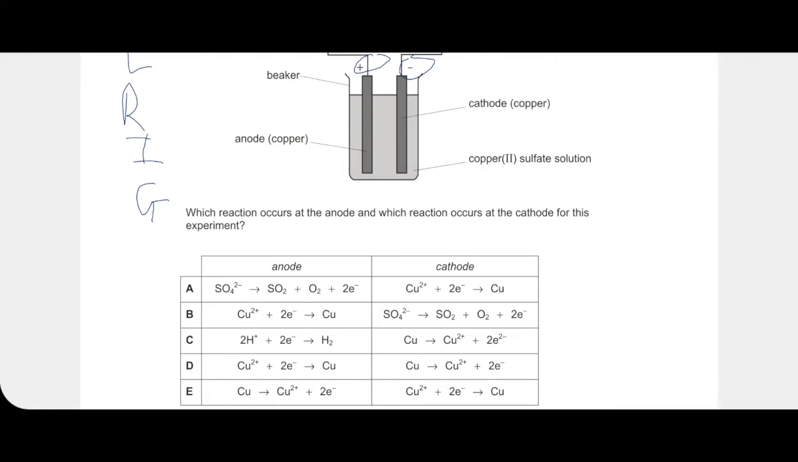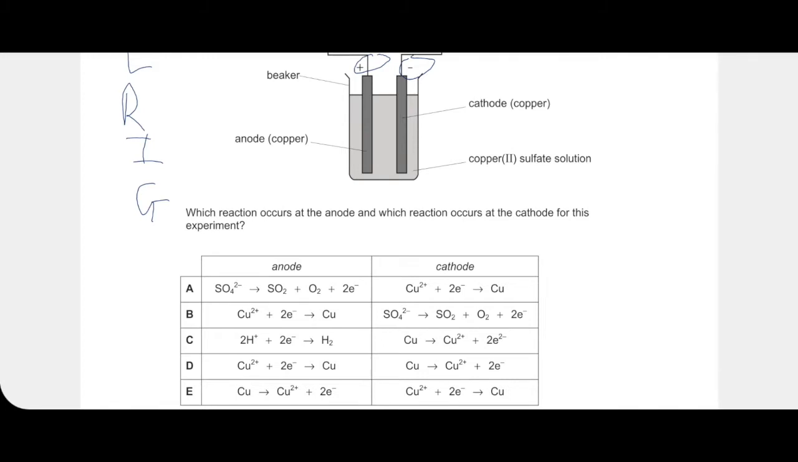Now, we need to work out what half equation is occurring at each electrode. So, I like to start off with the cathode. At the cathode, you know that electrons are being gained. And let's talk a bit more about the system first. You know that there's a copper(II) sulfate solution as your electrolyte, and the two electrodes are made out of solid copper. So, you know that solid copper will be formed at the cathode.